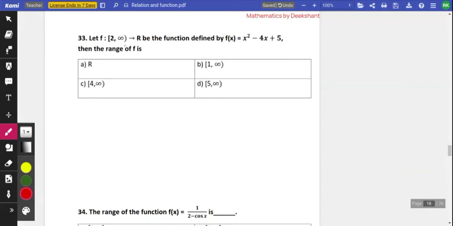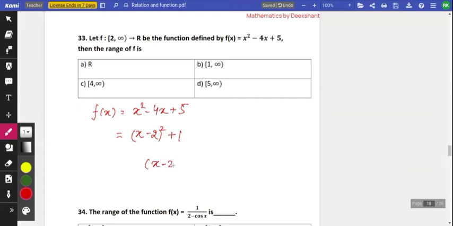In this question, you have to find the range of the function. For the function f(x) = x² − 4x + 5, we can write it as (x − 2)² + 1.